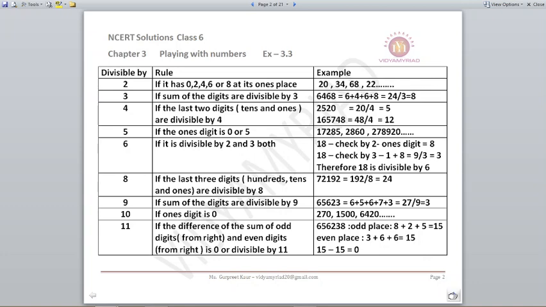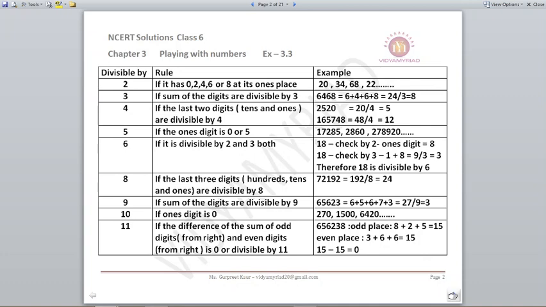How to find out with 4? Just take the last 2 digits of the number, whether it is a 5 digit number, 4 digit, or 10 digits, only take the last 2 digits. If the last 2 digits are divisible by 4, then yes, the whole number will be divisible. In case of 5, the ones place should be either 0 or 5.